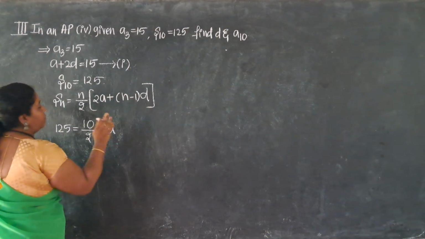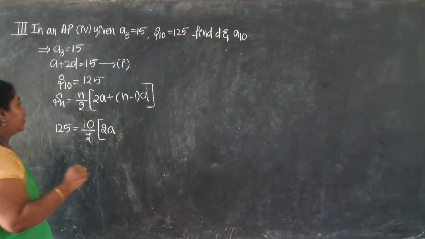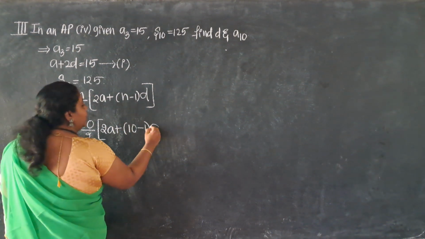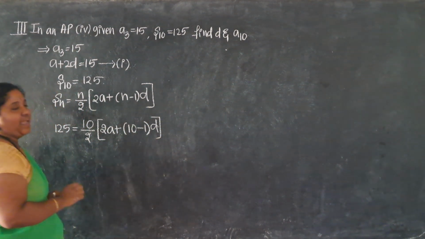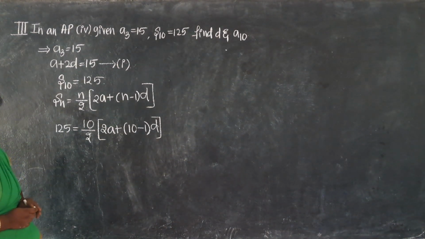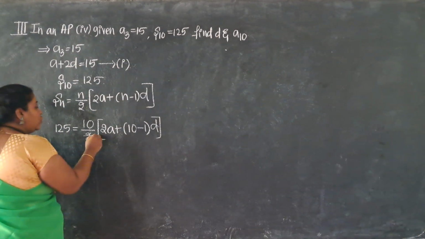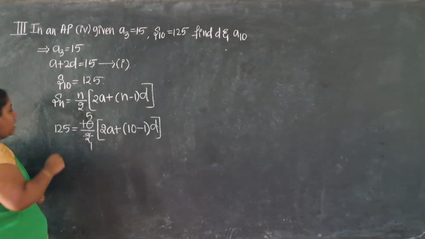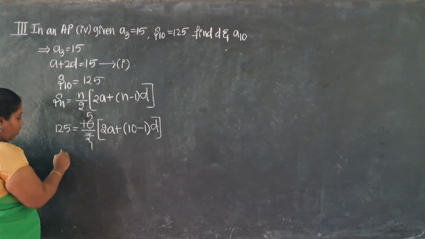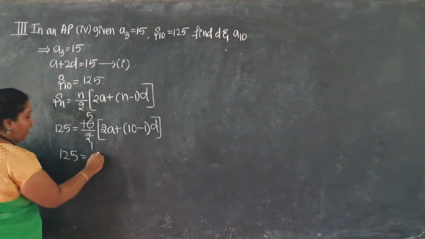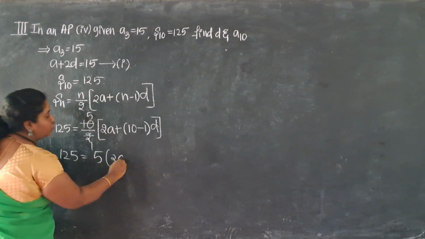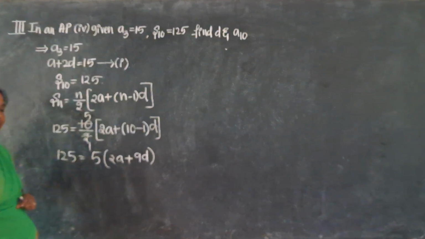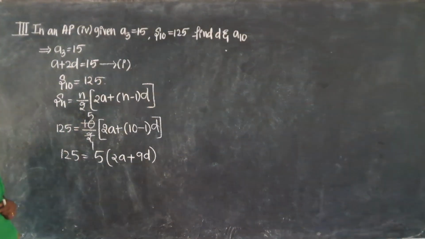See, a is not provided, so I'll write just 2a. Again, n is provided, 10 minus 1. D is also not provided, so I'll write d as it is. Now, 2 fives are 10, so on one side I have 125. On the other side, I have 5 multiplied with 2a plus 10 minus 1, which is how much? 9d.